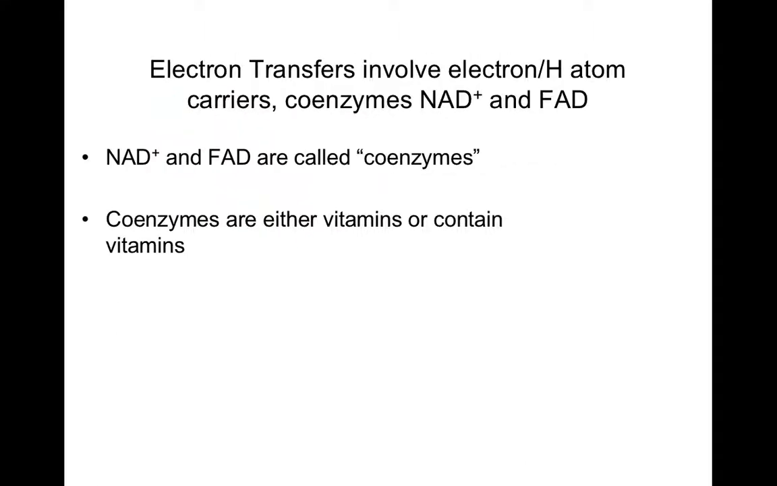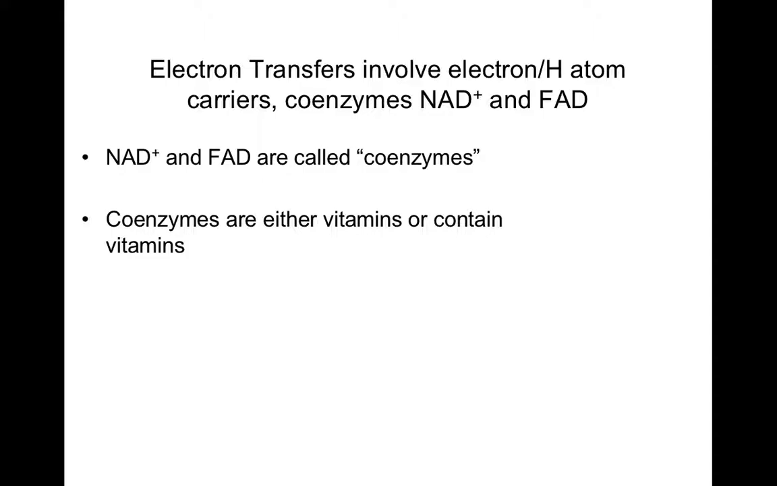Now, electron transfers in cells often involve what we call electron or hydrogen atom carriers. And the two I'd like you to know for our lecture exam 2 are the coenzymes. A coenzyme is an organic enzyme helper called NAD and FAD. So NAD and FAD, again, they're called coenzymes. And we always want to remember, you guys, that many of these coenzymes, and NAD and FAD are examples, either are vitamins or they contain the components of vitamins. Vitamins are organic molecules we can't synthesize for ourselves, so we have to swallow them, we have to ingest them.